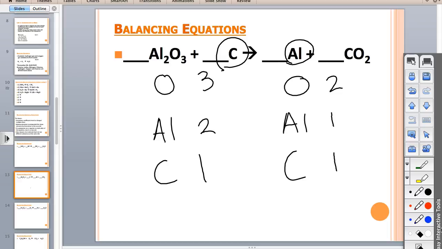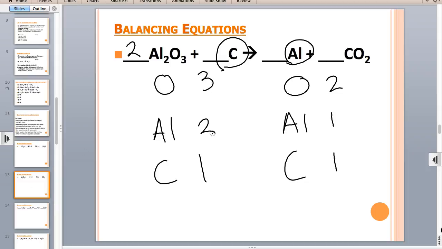And so what's the least common multiple between 3 and 2? 6. And so I'm going to try to get 6 oxygens. I'm going to do that by putting the 2 there. So that's going to change this to 6. That's going to change also this to 4.